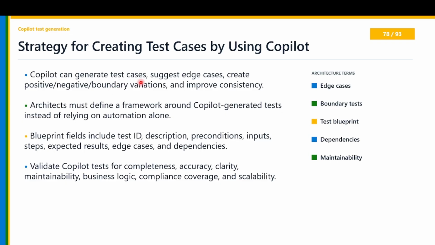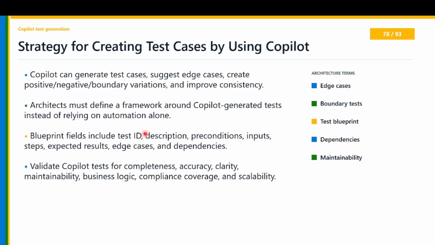Copilot can generate test cases. It can also suggest edge cases. It can create positive, negative, and boundary variations and improve consistency. So all this can be determined in Analytic Insight in Copilot Studio. Then the architect must define a framework around Copilot-generated tests instead of relying on automation alone. So do not rely on automation alone. Do not rely on agent flow or Power Automate alone. Also define a framework around Copilot-generated tests and properly analyze them.